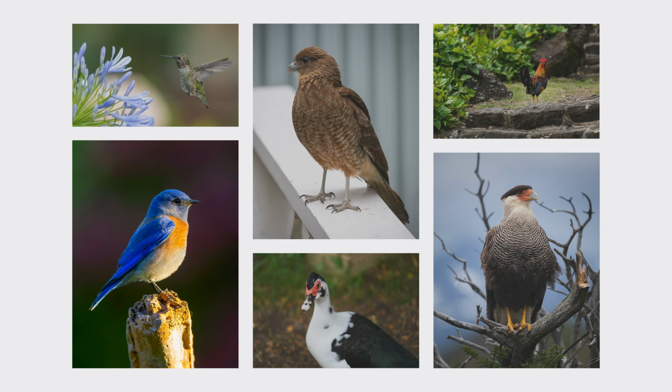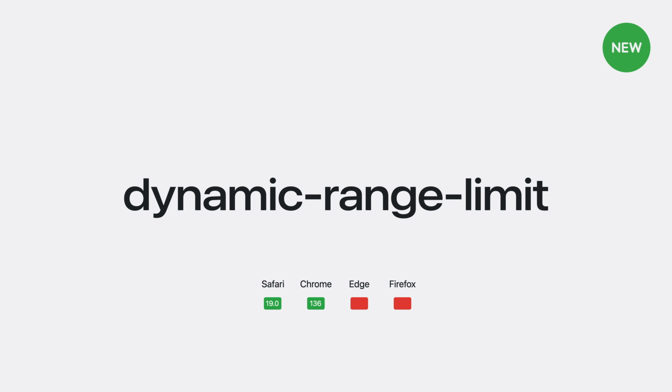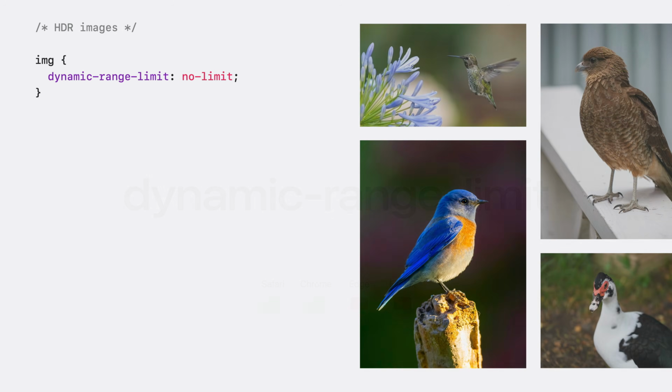To do that, there's a CSS property called Dynamic Range Limit. The default value for Dynamic Range Limit is no limit. It lets HDR images and videos look just as they are, even when they stand out far brighter than the other images. Or you can use CSS Dynamic Range Limit Standard to tell the browser to render any HDR images or videos as if they were SDR.